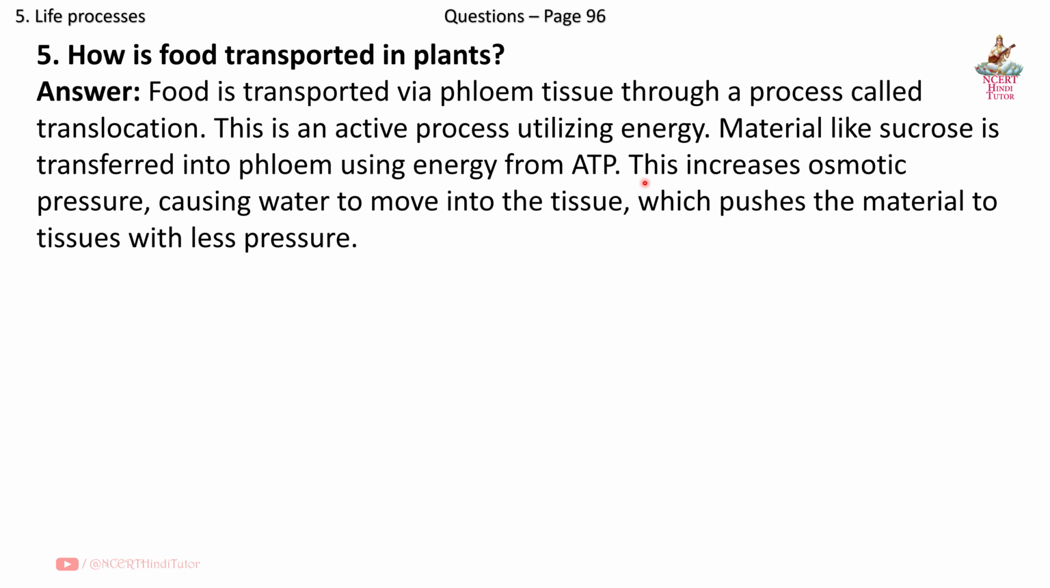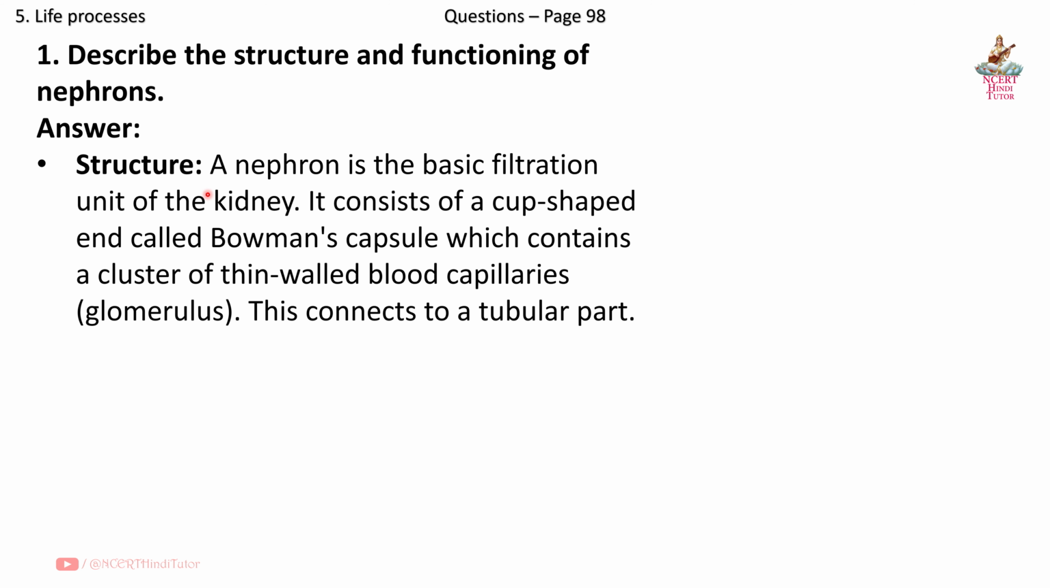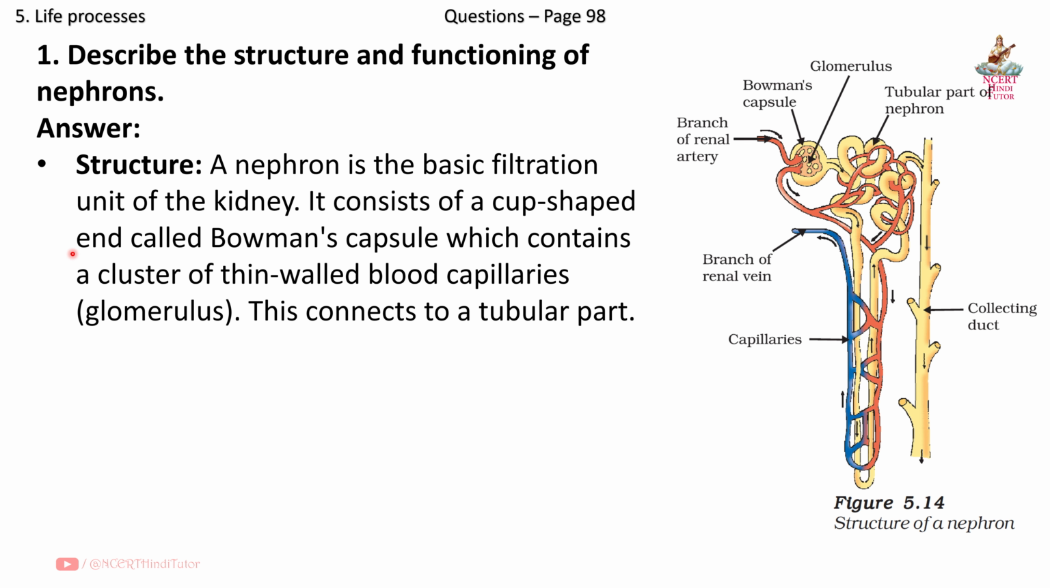Questions, page 98. Question 1. Define the structure and functioning of nephrons. Answer. Structure. A nephron is the basic filtration unit of the kidney. It consists of a cup-shaped end called Bowman's capsule, which contains a cluster of thin-walled blood capillaries, the glomerulus. This connects to a tubular part. So friends, this is Bowman's capsule and this is glomerulus.